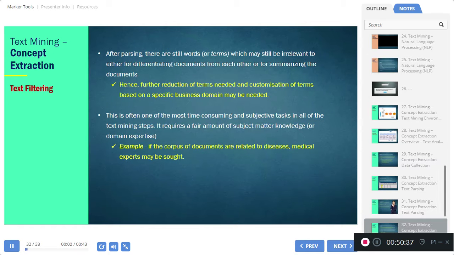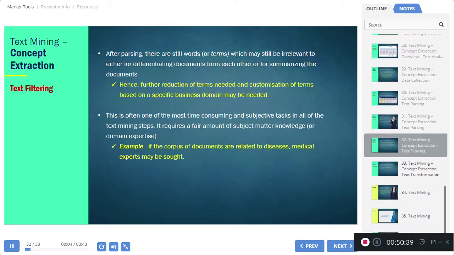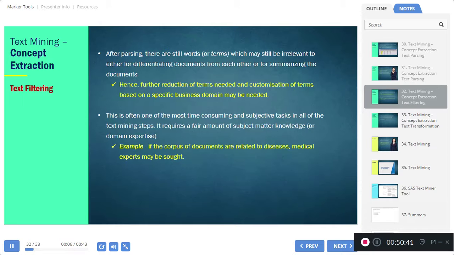Text filtering. After parsing, there are still words, or terms, which may still be irrelevant to either differentiating documents from each other or for summarizing the documents. Hence, further reduction of terms needed and customization of terms based on a specific business domain may be needed. This is often one of the most time-consuming and subjective tasks in all of the text mining steps.